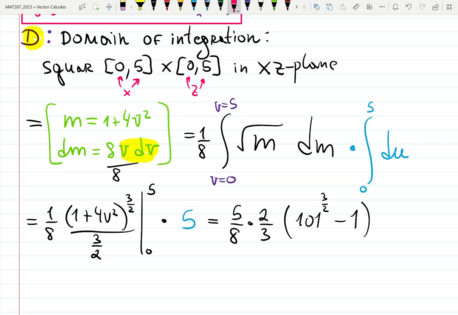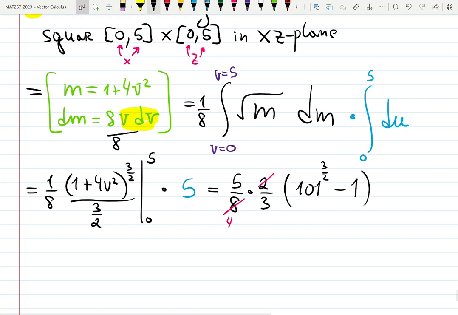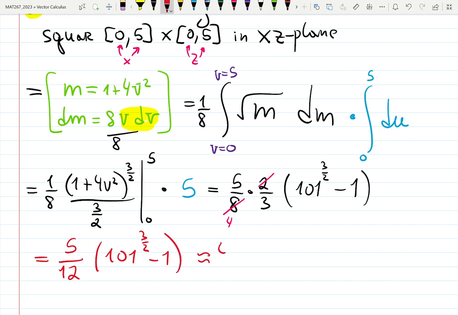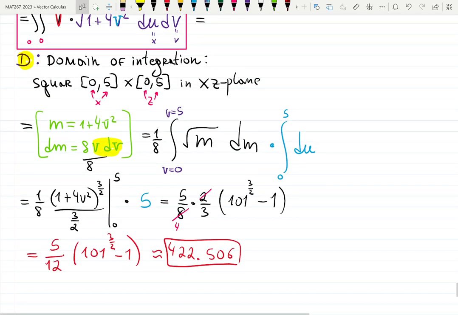Simplifying, it's 10 over 24, or I can simplify it further. Anyway, this is actually a good answer, but let me just finish it. I am too lazy recently. 5 over 4 times 3, 12. And then 101 to the 3 halves minus 1, which is approximately 422.506. That's the idea. This is how we finish the integration.